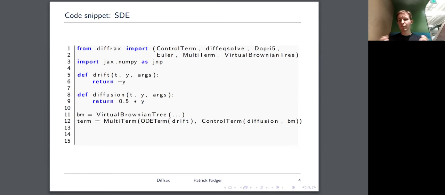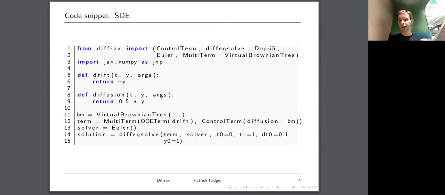And then I wrap all of that up. I say, okay, here's my drift that goes in an ODE term. It is an ODE-like quantity. And then I put my diffusion and my Brownian motion together, and I couple those. I say this diffusion is with respect to this Brownian motion, and I put all those together in my term. I write down my solver, and again, I just plug it through the same API as before.